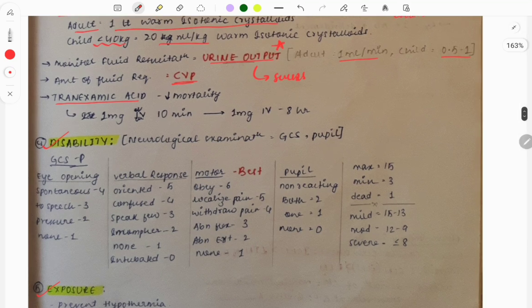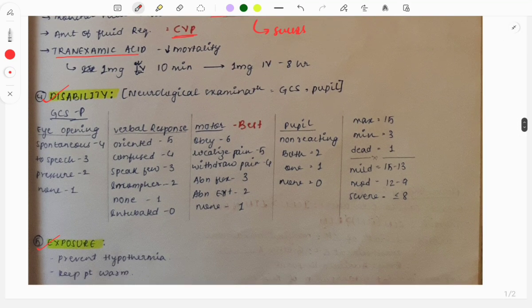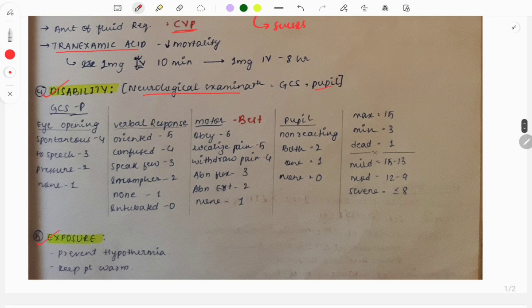Then moving on, the next important point is the disability, in which you will be looking at the neurological examination by calculating the GCS, Glasgow Coma Scale, and along with that the pupil also. So this is a table of the Glasgow Coma Scale, and the parameters we look at in this are eye opening, then verbal response and the motor activity. So motor activity is the best parameter. So this is asked as a one-liner. Which of the following is the best parameter to assess the Glasgow Coma Scale? So you need to learn this whole table by heart.